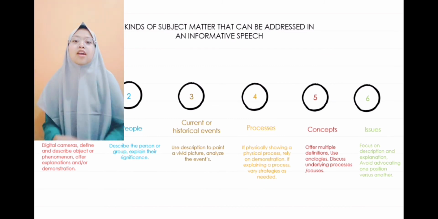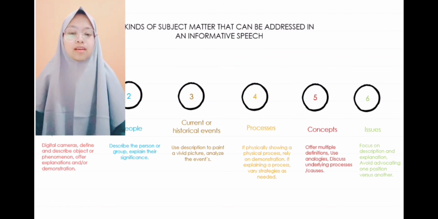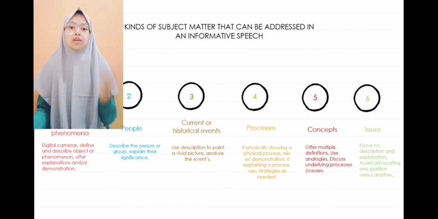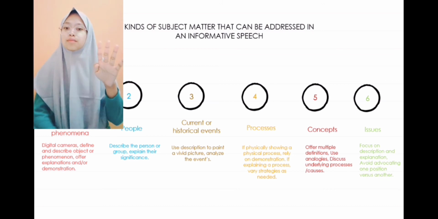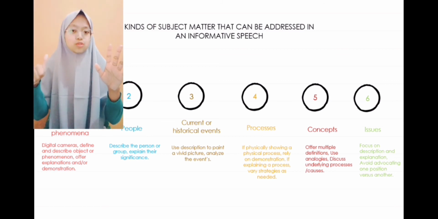In the next slide, I would like to explain the kinds of subject matter that can be addressed in an informative speech. There are 6 kinds of subject matter that can be addressed in an informative speech. What are they? 1. Object or phenomenon. 2. People. 3. Current or historical events. 4. Processes. 5. Concepts. And the last one is issues.